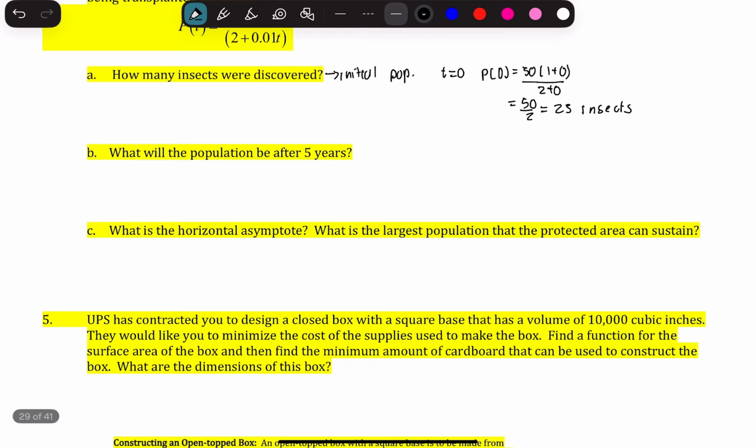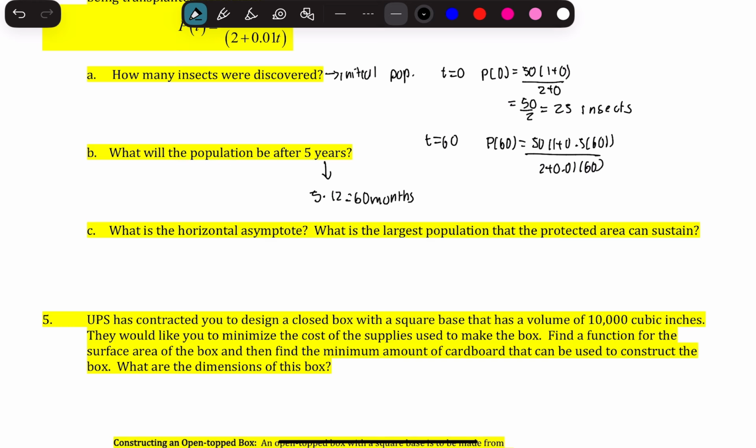Now, what will the population be after 5 years? So how many months is this? That's just 5 times 12. So that's equal to 60 months, okay? So now we have to sub in t is equal to 60. So now we have P of 60 is equal to 50 times 1 plus 0.5 times 60, and then that's divided by 2 plus 0.01 times 60.